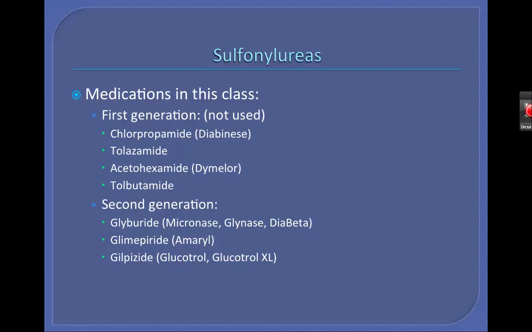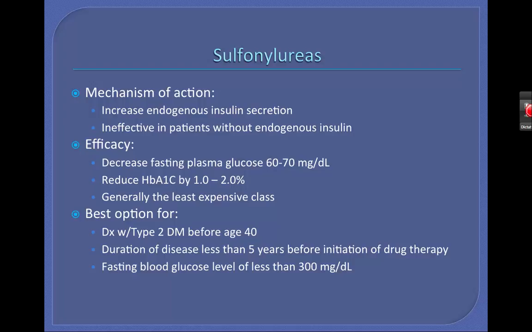The mechanism of action for sulfonylureas is increasing endogenous insulin secretion. It's ineffective in patients without endogenous insulin. The efficacy: it decreases fasting blood glucose by 60 to 70. Okay, so if their blood sugar is 180, you can bring them down 60 to 70 points. It reduces hemoglobin A1C by 1 or 2, and is generally the least expensive class. This is the best option for type 2 diabetes before the age of 40.